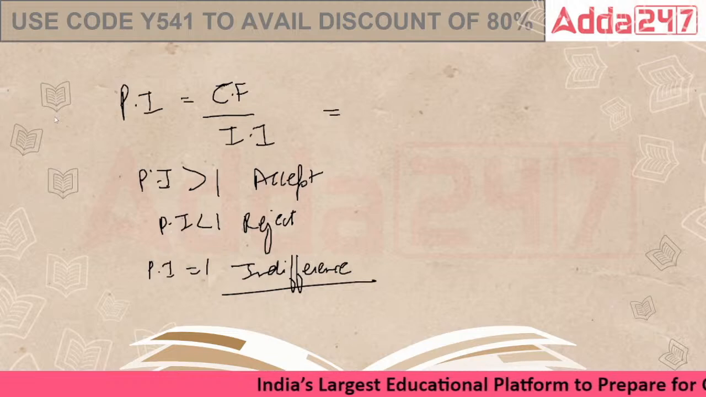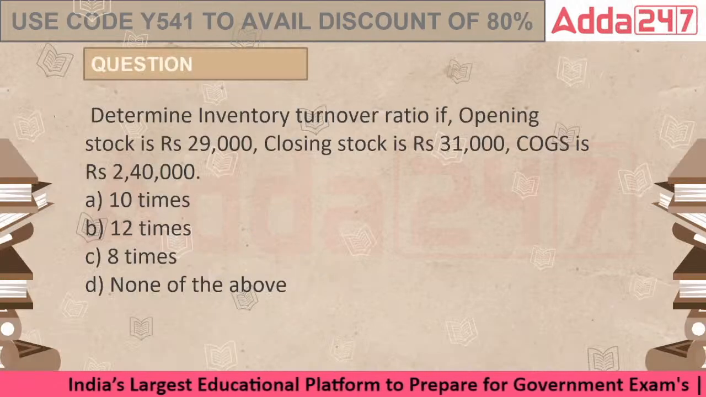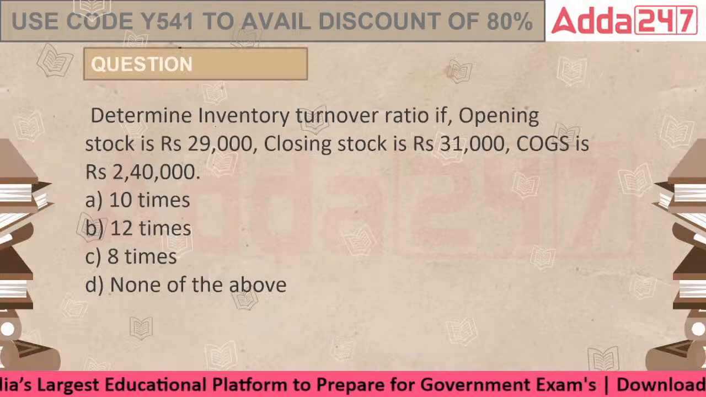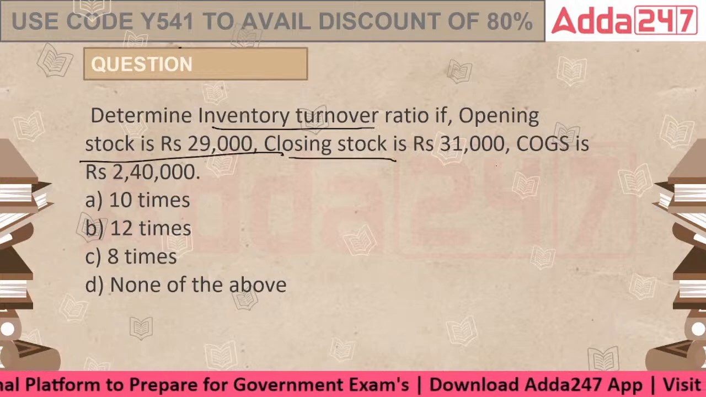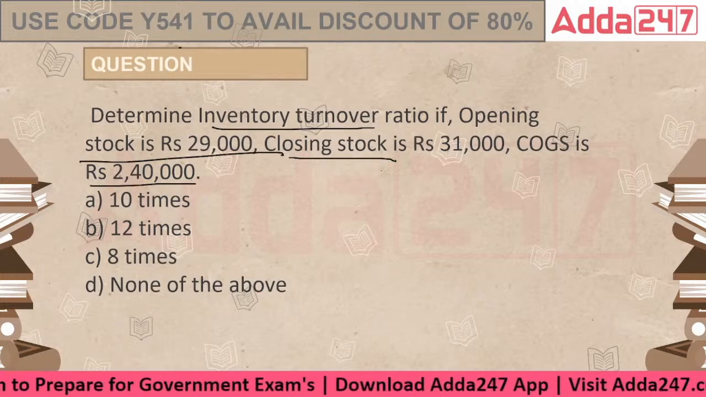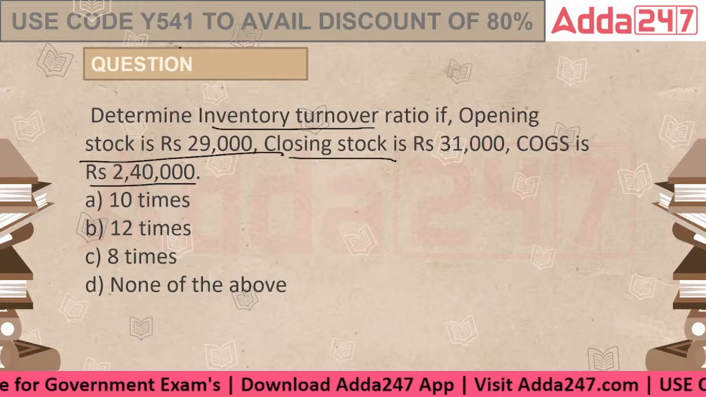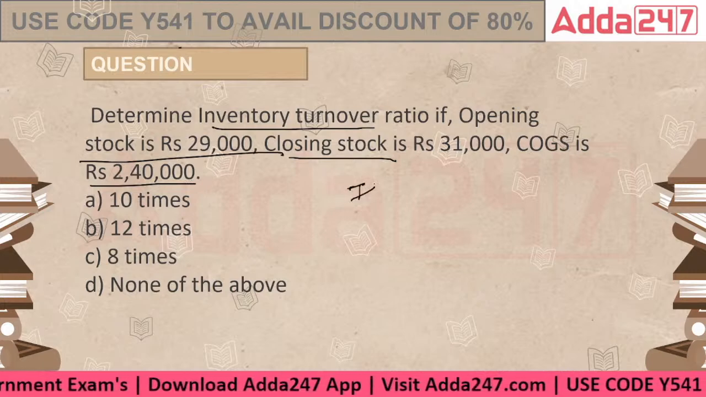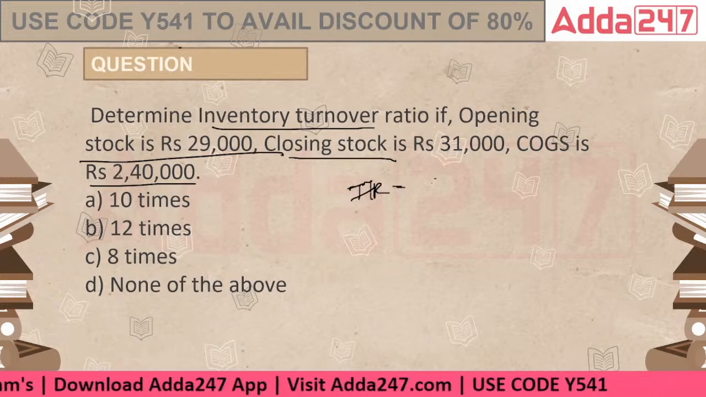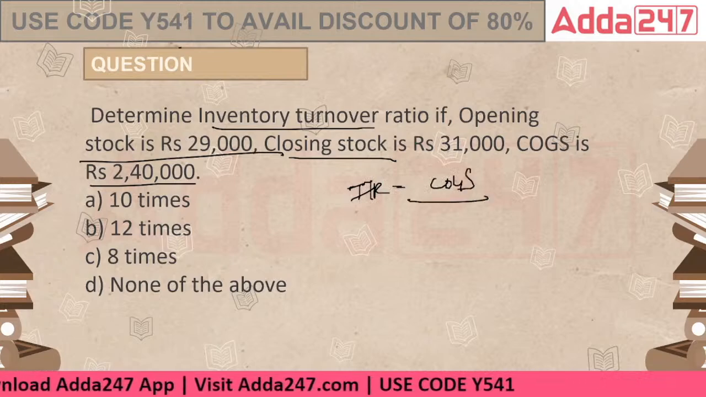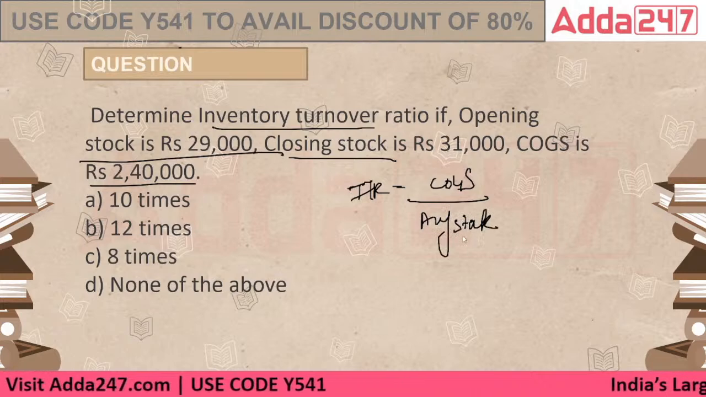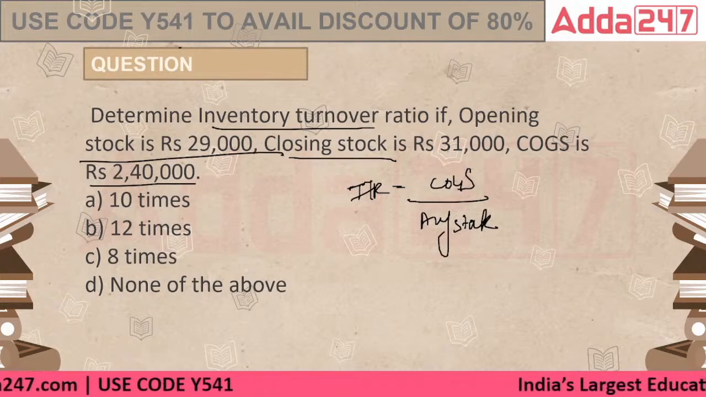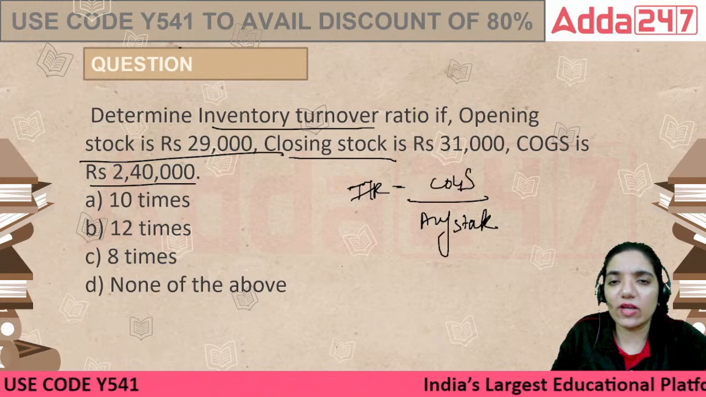Okay, now let's move on and deal with the next question, everyone. Determine the inventory turnover ratio. They've asked to calculate the inventory turnover ratio when the opening stock, closing stock, and COGS are given. ITR, or inventory turnover ratio, is COGS divided by average stock. How do we calculate it? COGS divided by average stock.